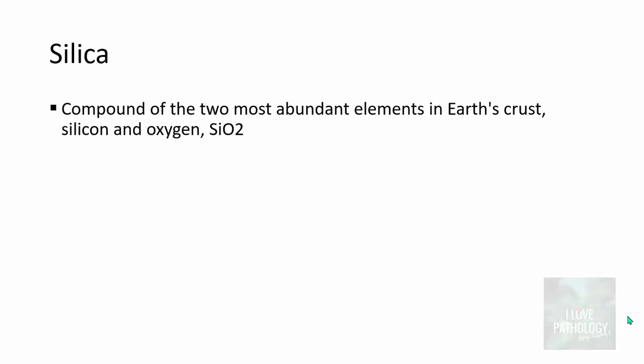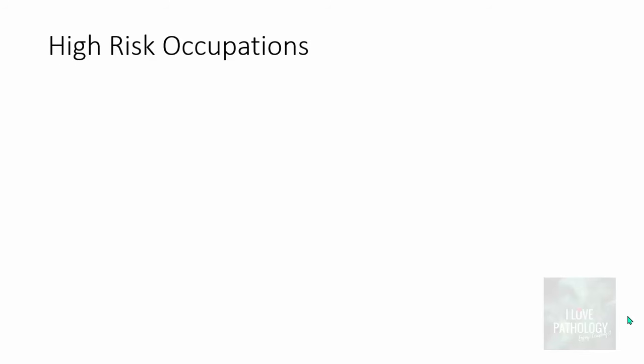Silica is the compound of the two most abundant elements in the Earth's crust, that is silicon and oxygen. This is in the form of silicon dioxide. Remember, silica comprises around 59% of the Earth's crust. Now we need to understand the high risk occupations where individuals are exposed to silica.